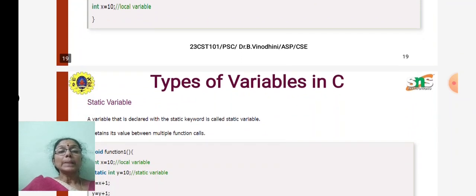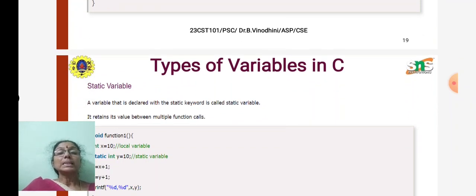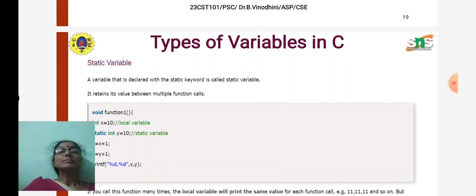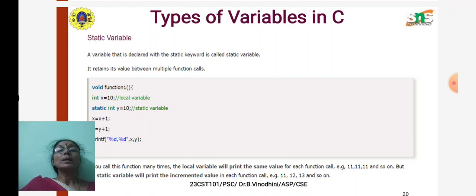The next type is static. A variable that is declared with the static keyword is called a static variable. We can use that variable across multiple function calls, so that variable should be static to the given function. If it is a local variable, once the function ends, that value is destroyed. But in the case of a static variable, if we call the same function again, the static variable continues in the given program.